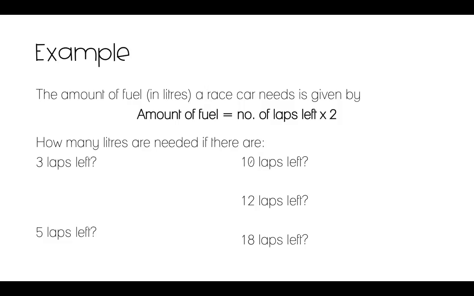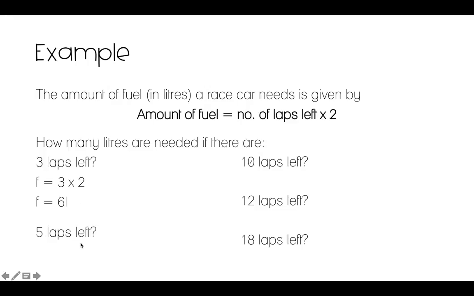So we're going to do a worded problem. The amount of fuel in litres of a race car needed is given by the following equation. And it's an equation because it has an equal sign. So the amount of fuel a car needs equals the number of laps left to do, times by 2. So how many litres are needed if there are 3 laps left, okay? So this means the fuel equals number of laps, which is 3, times by 2, which gives us 6 litres.